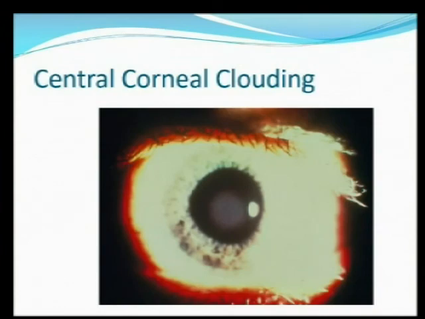Now here you can see we have a pretty good shot of central corneal clouding. And you can see that it's restricted to the area that was covered by the base curve of the contact lens. The remaining cornea remains pretty clear.